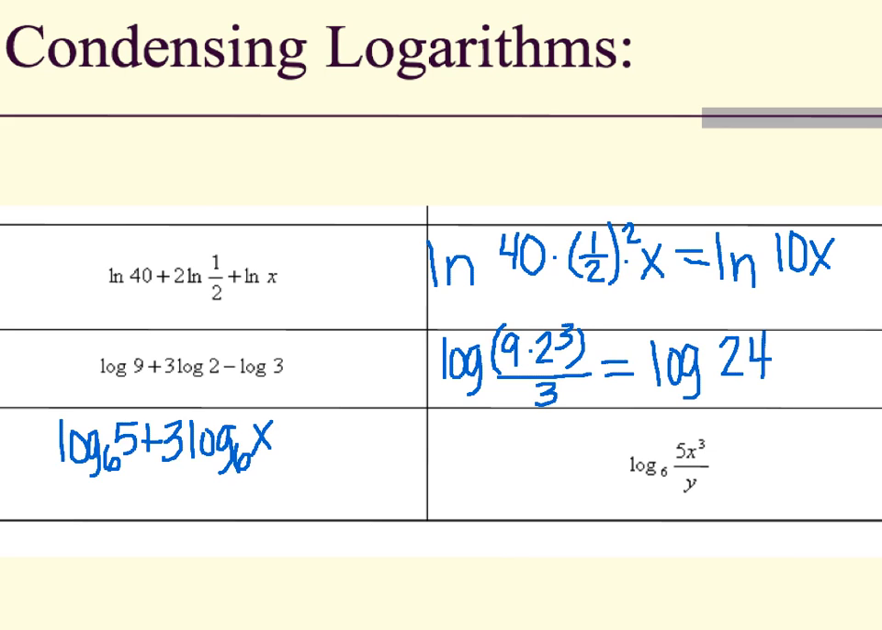So let's just make sure: this 5 and then the addition changed to times. This 3 becomes the exponent. So 5 times x to the third, that's right. Now that's all on the top together, those two things are, so we're going to put parentheses around this. Minus log base 6 of y.